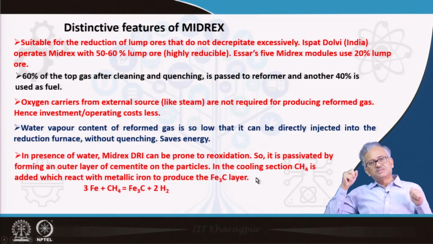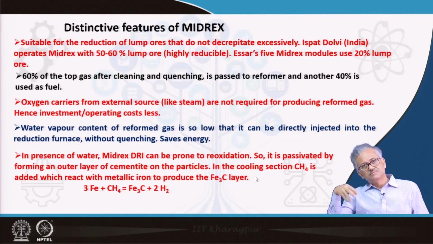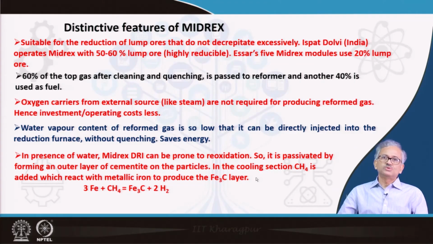Another interesting thing is that when you are carbonizing the DRI in the lower part of the furnace, during the cooling part of the furnace, then also you can passivate. Basically, during carburization, you also passivate the DRI. As I said, the gas based DRI are very prone to reoxidation, right, because of their structure and morphology. So you have to passivate them.